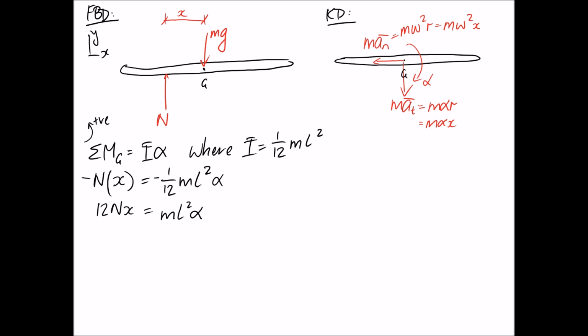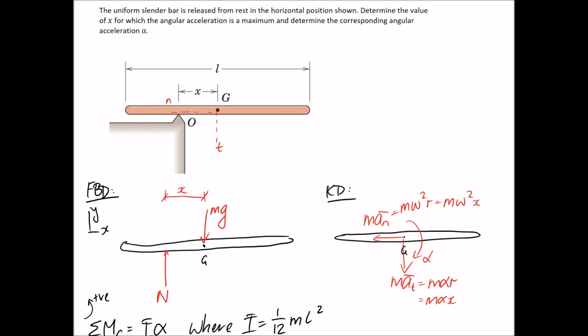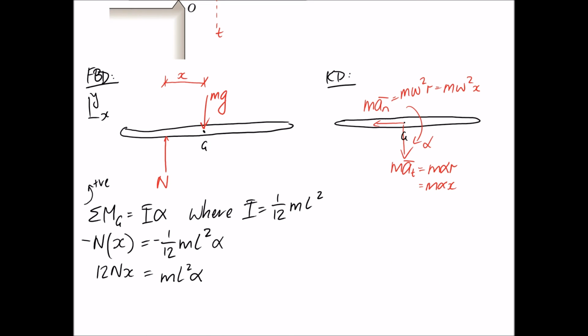Alright, so what we've ended up with here is an equation that relates x and alpha, which is kind of what we wanted, because if we scroll back up, what we're looking for is the value of x for which angular acceleration is maximized. So we've related together the two properties of interest. Unfortunately though, in this equation, we know that 12 is a constant value, x is one of the things we're trying to relate together, m is a constant value, L is a constant value, but N, the normal force, is also going to be dependent on alpha.